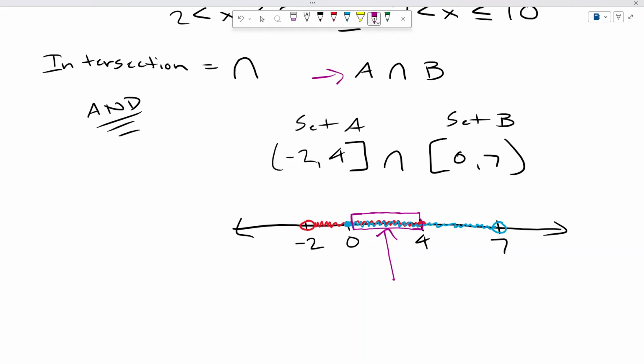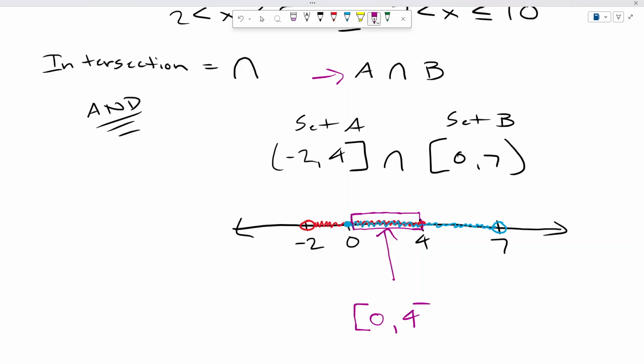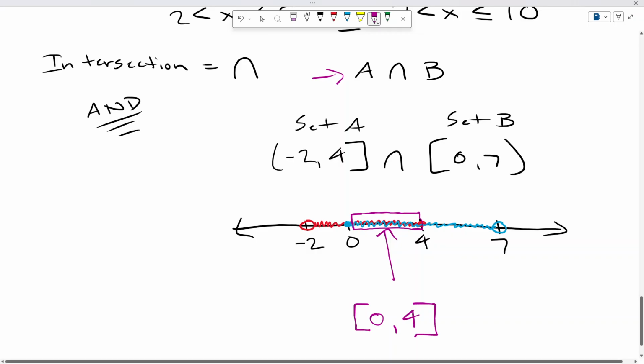Answer to this would be, we'd have a closed circle on the 0, so that gets a bracket. So we have 0, comma, and then again we have a closed circle on the 4, so that gets a bracket as well. So our answer for that, when we're talking about intersection, is bracket 0, 4, right? That's what they have in common. So again, when you see union, think or, think they'll be going off in different directions. And then if you see intersection, think and, think what they have in common. It's going to be sandwiched between two numbers on the number line.